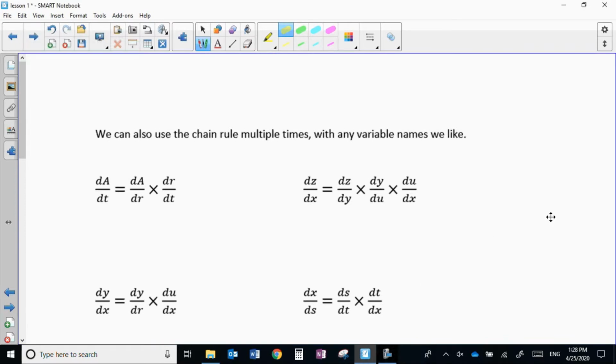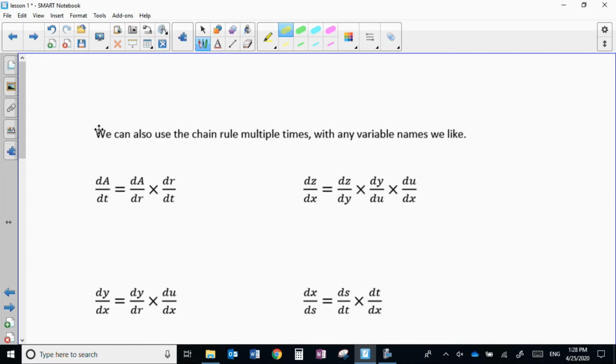I'd like to point out that we can use the chain rule multiple times with any variable names that we like. We might have more than 3 variables, y, u, and x. We might name the variable something else. So the chain rule, take a look at these expressions I have here. Let's start with the first one.